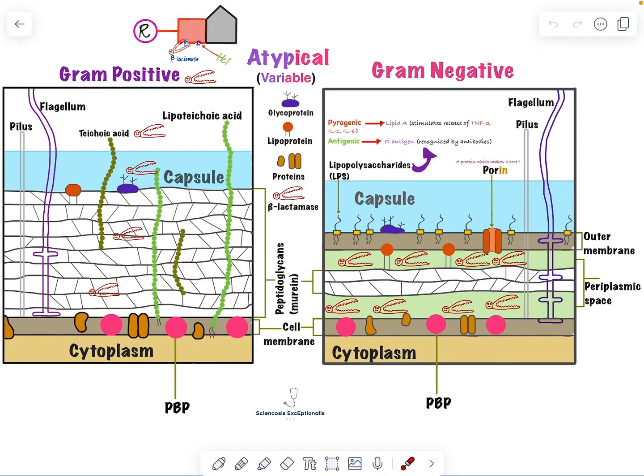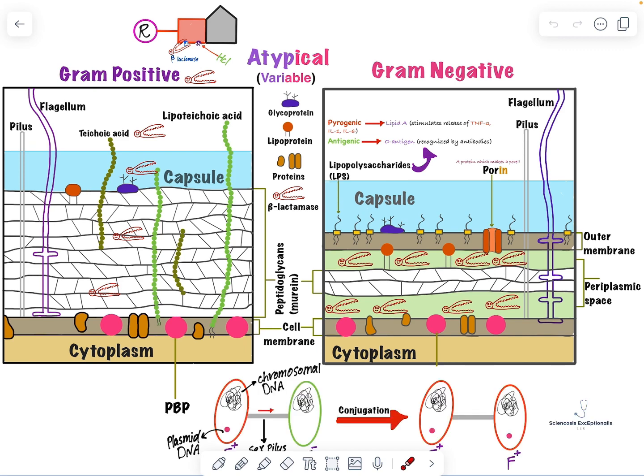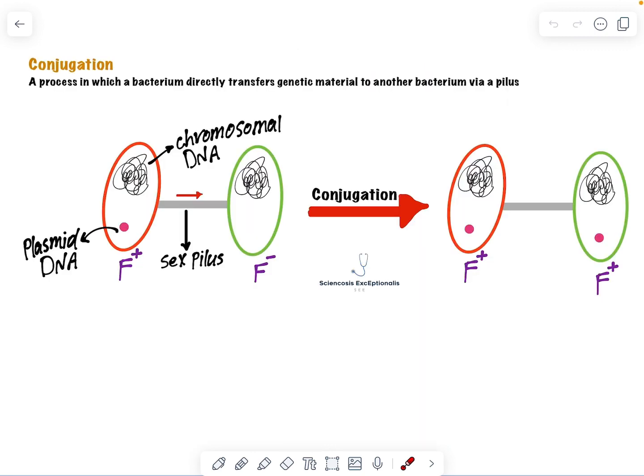Both bacteria have a capsule, which is a polysaccharide structure, and it is a virulence factor against phagocytosis. They also have flagella that help them move either toward the nutrients or away from their enemies. They also have a pilus, or a sex pilus, which is responsible for the conjugation process. Conjugation is a process in which a bacterium directly transfers genetic material to another bacterium via a pilus.